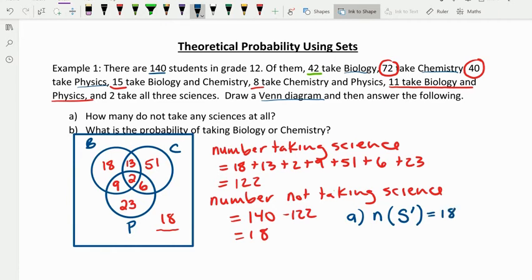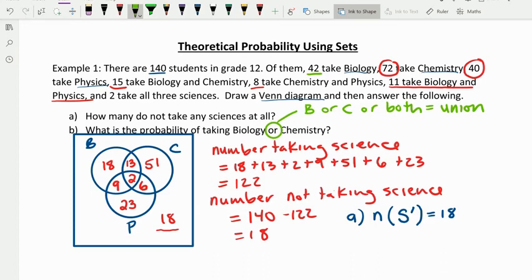Part B says, what's the probability of taking biology or chemistry? Now, remember that word or. Word or means bio or chemistry or both. And the symbol we used yesterday in our previous lesson on Venn diagrams, when we want or, that equals the union of the two things. So the union of the two things means let's add up everything that are in those two circles.